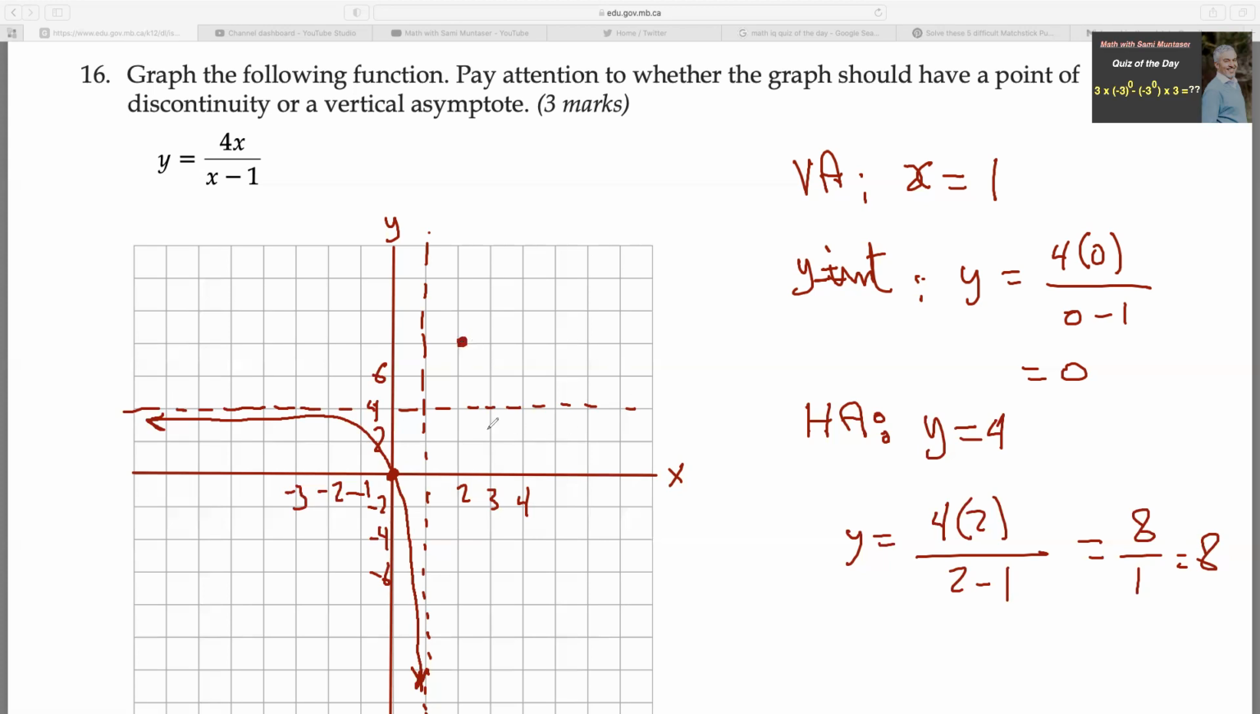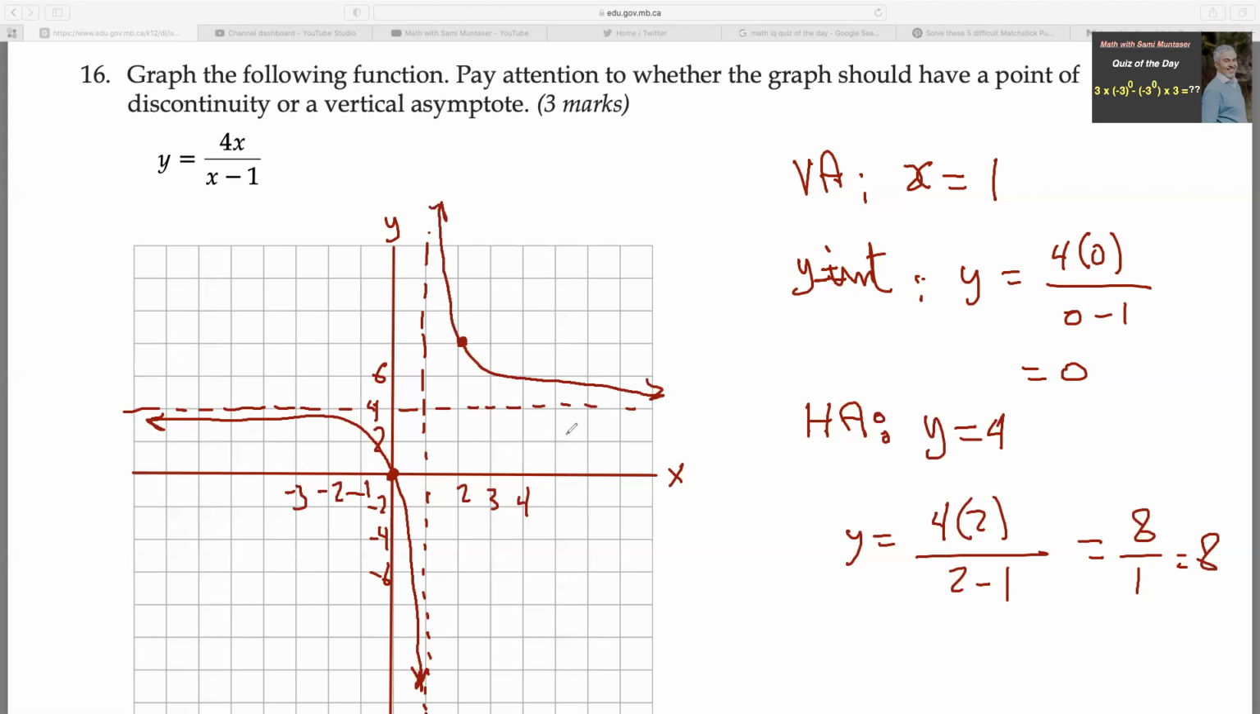But if that's not the case and you don't see this, just choose one point on the right side of the vertical asymptote. The best thing, don't choose 3 or 4, choose the number that's closest to 1, which is 2. And that indicates you have a point here, then you know you get very close to your horizontal asymptote right here, and you get very close to your vertical asymptote right there. And this is how the graph looks.